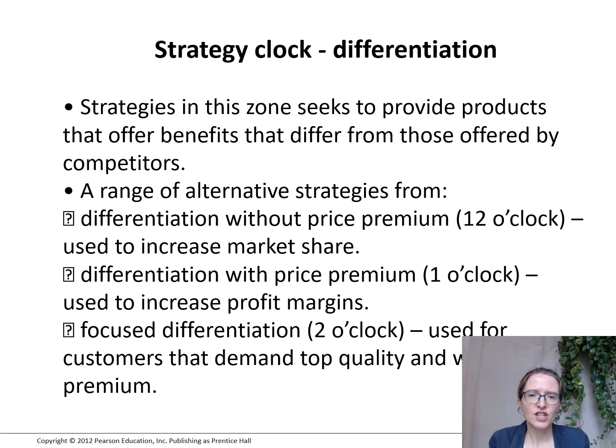When we talk about differentiation strategies, strategies in this zone seek to provide products that offer benefits that differ from those offered by competitors. So there is a range of alternative strategies, from differentiation without price premium, which is used to increase market share. In that strategy clock, that was at 12 o'clock. Another alternative strategy is differentiating with price premium, which is used to increase profit margins. That was at 1 o'clock. And then there's also focus differentiation, which is used for customers that demand top quality and will pay a big premium, and that was at 2 o'clock on the strategy clock.